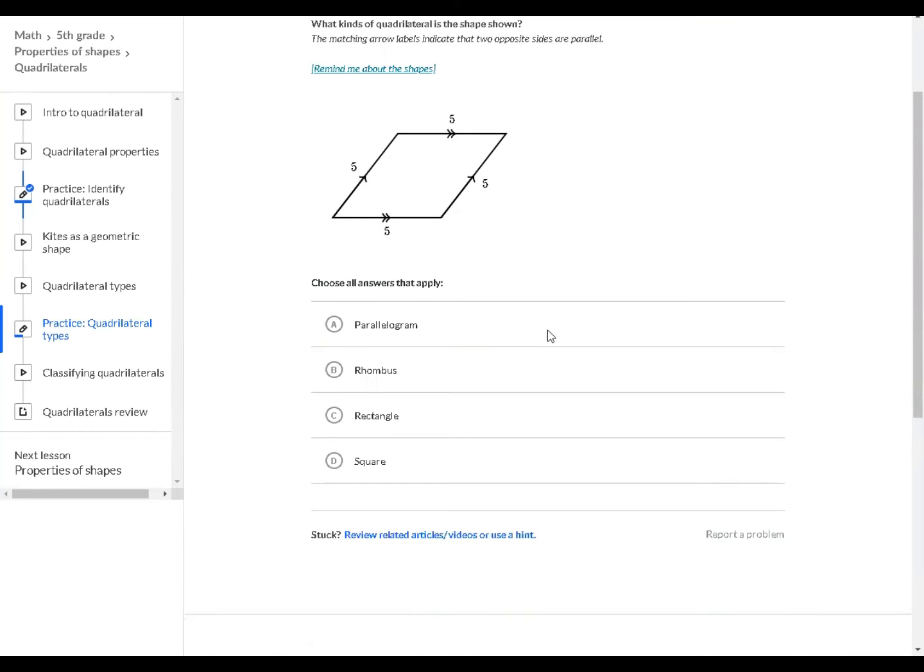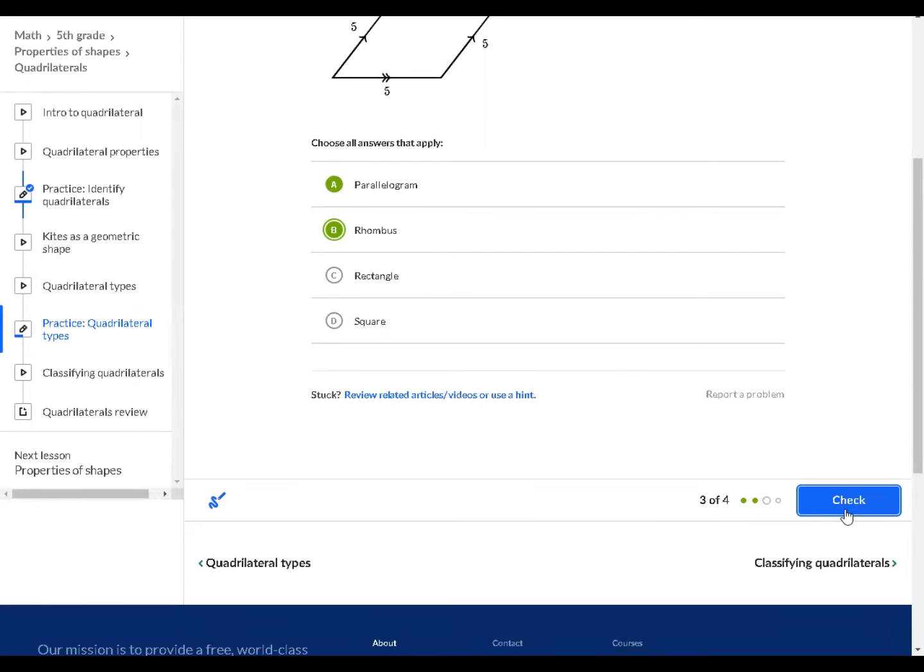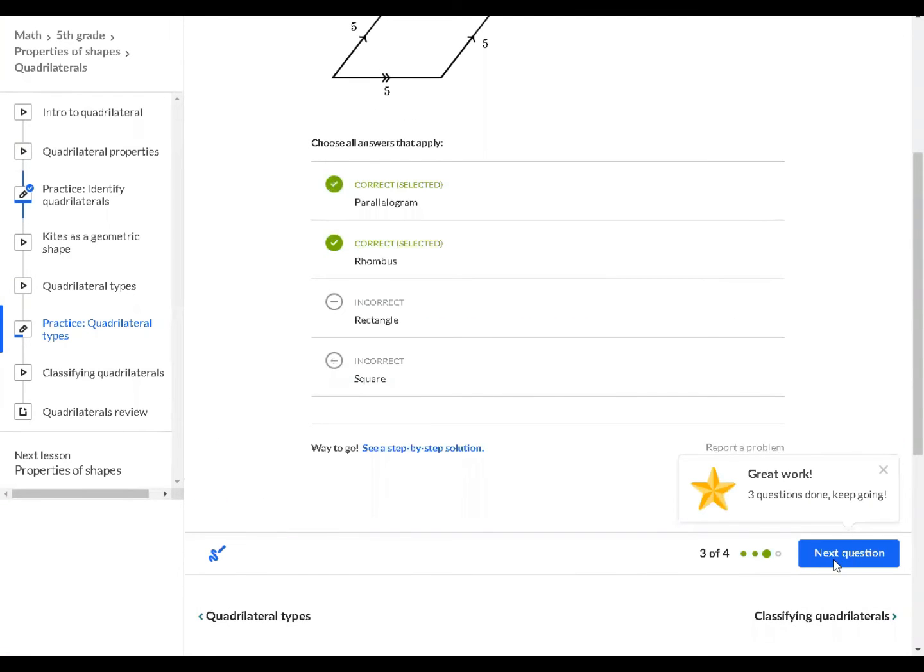So you can see that there are two pairs of parallel lines. So this is clearly a parallelogram, and it can't be a rectangle or a square because I don't see any right angles. So I'm going to go with parallelogram and rhombus because all the sides are equal. So let's check this out, and we got it correct.